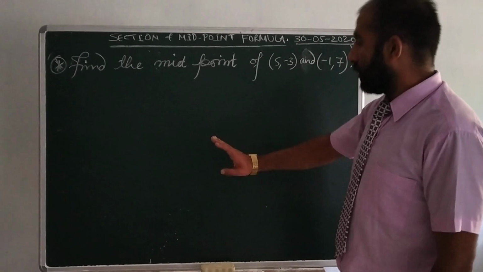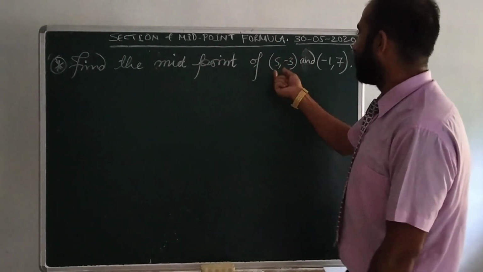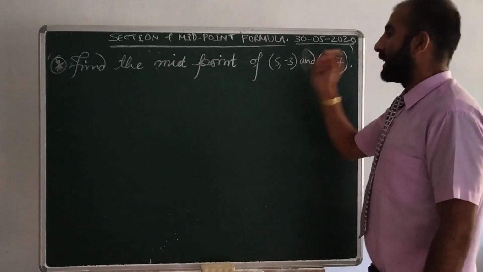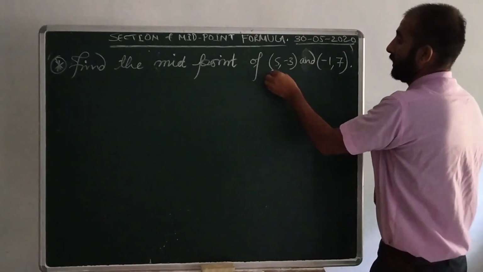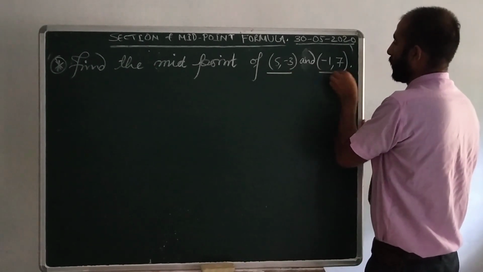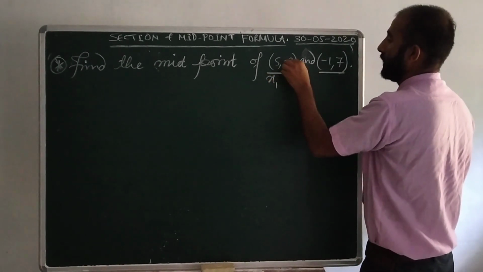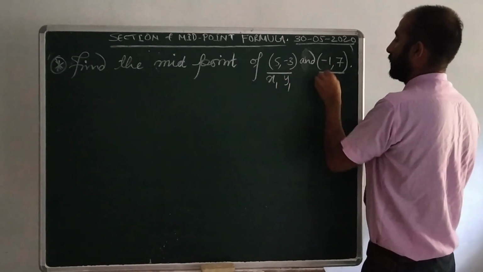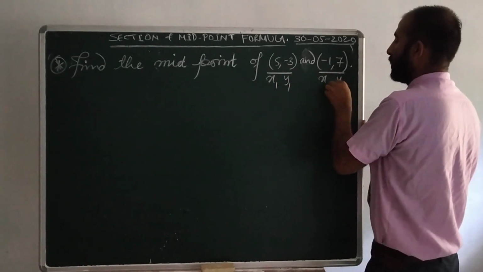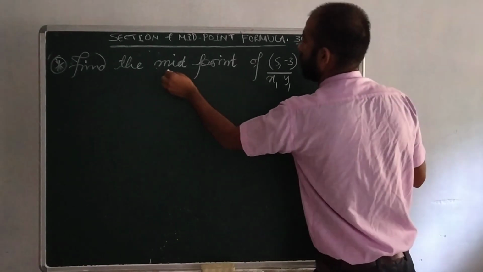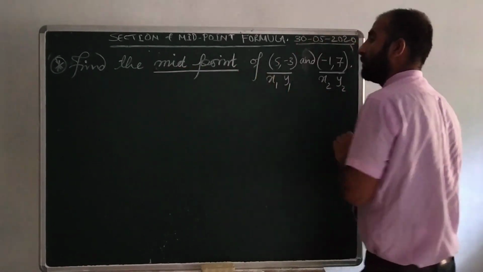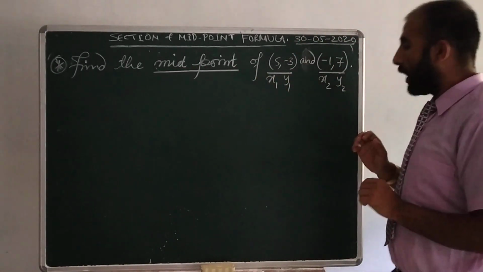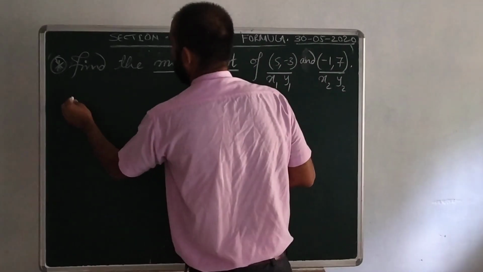Let's use the midpoint formula to find the midpoint of this. So let's get started, because we are given 2 points, x1, y1, x2 and y2. What we are supposed to do? We are supposed to find the midpoint of these 2 points. Okay, let's see.